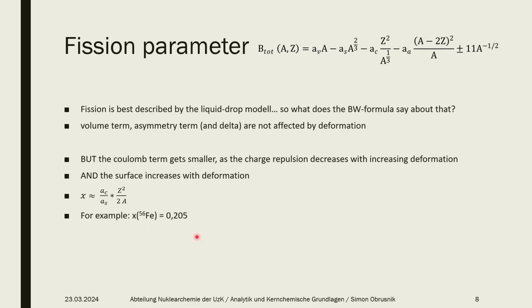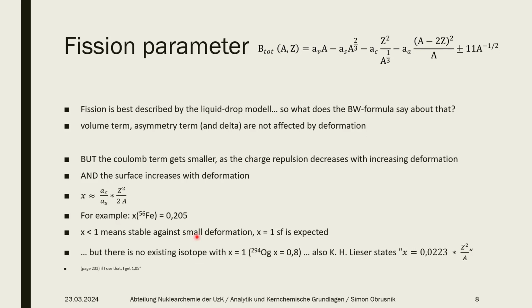What does that mean? Well, a fission parameter x being less than 1 means that it's stable against small deformation. x equal to 1 means that spontaneous fission is expected as the only type of decay. I tried it for oganesson and I got an x value of 0.8, which means that oganesson also does decays other than spontaneous fission, for example alpha, which is true, to be honest. So if there was an element that has a fission parameter of x equal to 1, you would expect it to only do spontaneous fission.